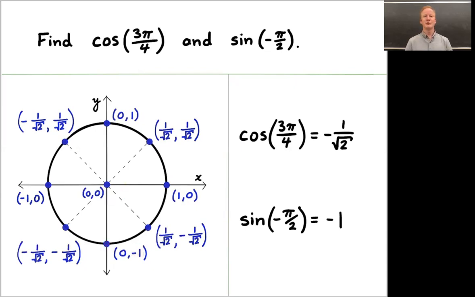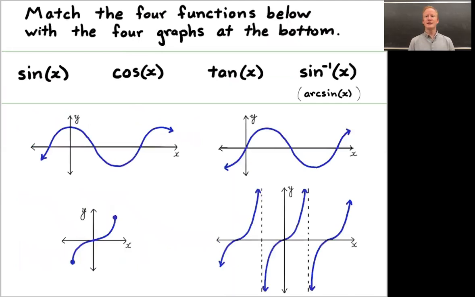Let's move on to our third problem. And this is a matching problem. It's something of a multiple choice problem. There are 4 functions written on the second portion of this screen here. The functions are sine of x, cosine of x, tangent of x, and sine inverse of x. A lot of people prefer the name arcsine to sine inverse. Either one are great choices. They're both the same function, so whichever one you're more comfortable with, just use that one.